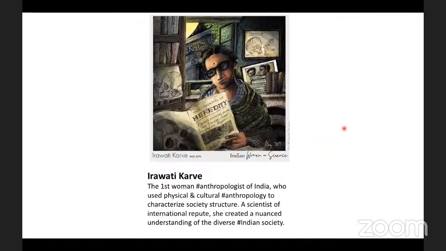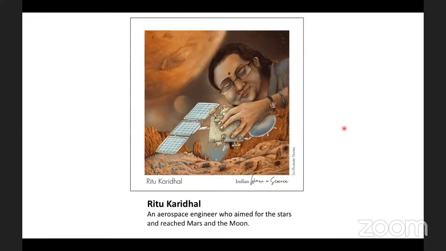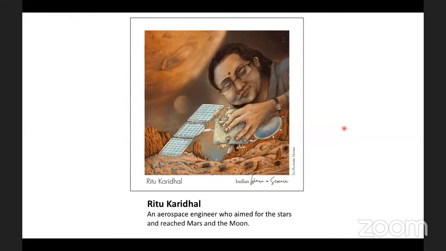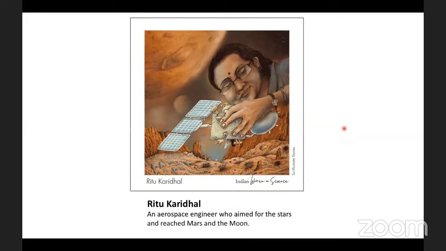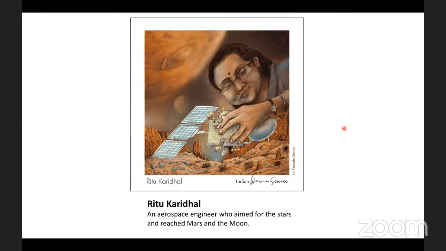This is Iravati Karve, the first woman anthropologist of India, who did a lot of work in Burma, Myanmar, and used physical and cultural anthropology to characterize society structure. This is Rajeshwari Chatterjee, a pioneer in microwave engineering at the IISc lab in India, making significant contributions in antenna engineering. This is Ritu Karidhal, an aerospace engineer. She's still alive, who aimed for the stars and reached Mars and the moon.